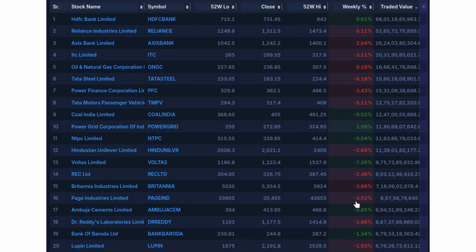So here is the list of stocks which are trading near 52-week low. These are supposed to be weak stocks according to me, and I would stay away from these stocks.